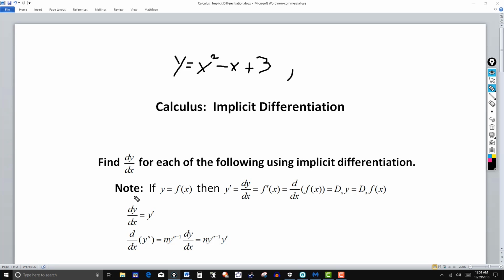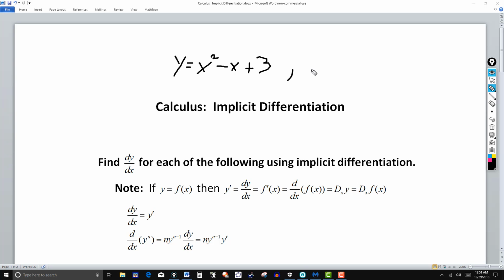Here are the notations on the note. If y is equal to f of x, then y prime is equal to dy over dx, f prime of x, the derivative of f of x, and then, using operator notation in the last two, the derivative with respect to x of y, the derivative with respect to x of f of x. Those all represent the same thing. So whenever I use a y prime, it's the same thing as dy over dx or f prime of x and so forth. So this one is written explicitly.